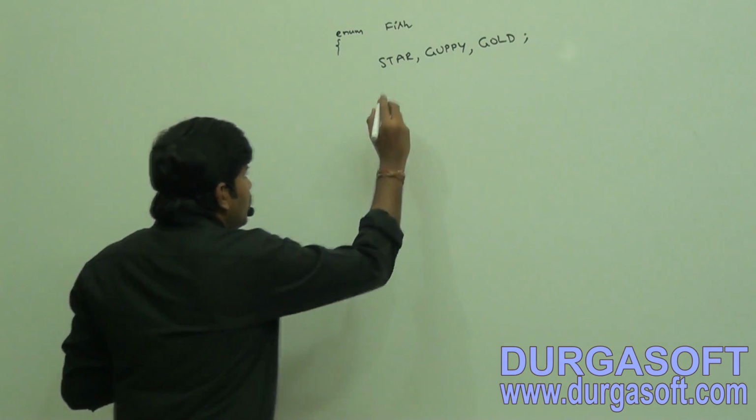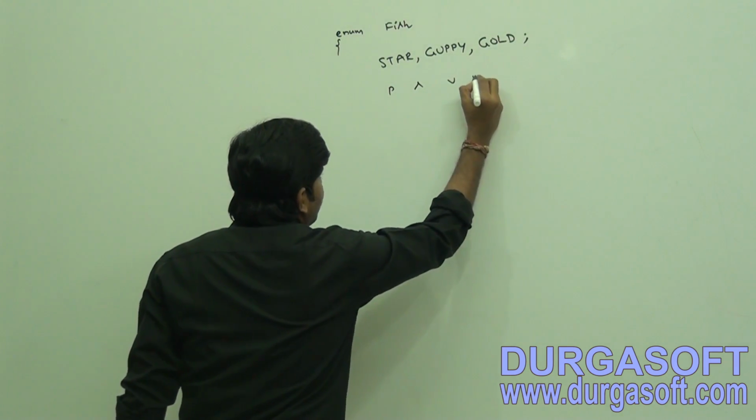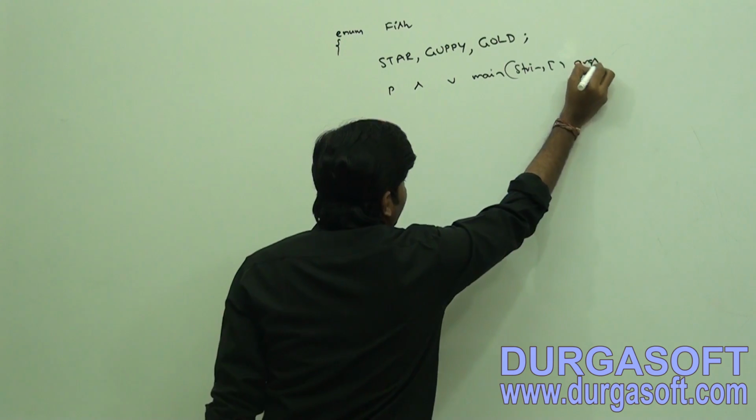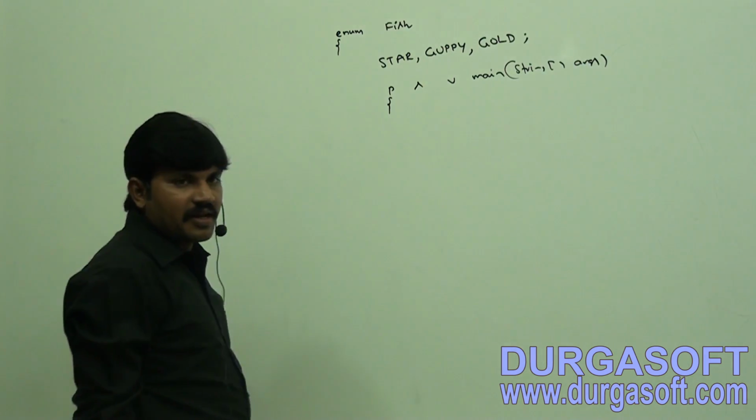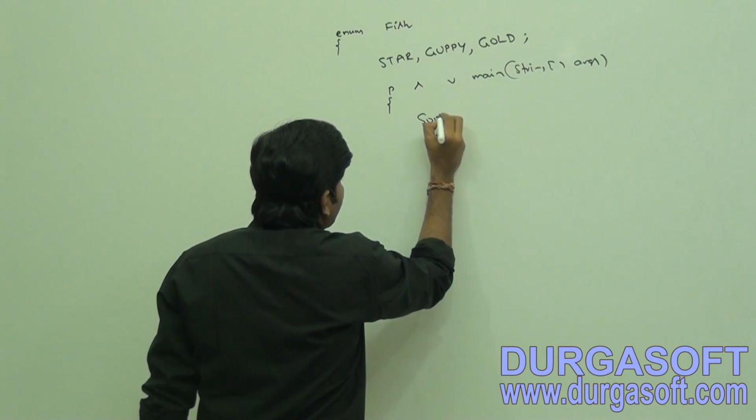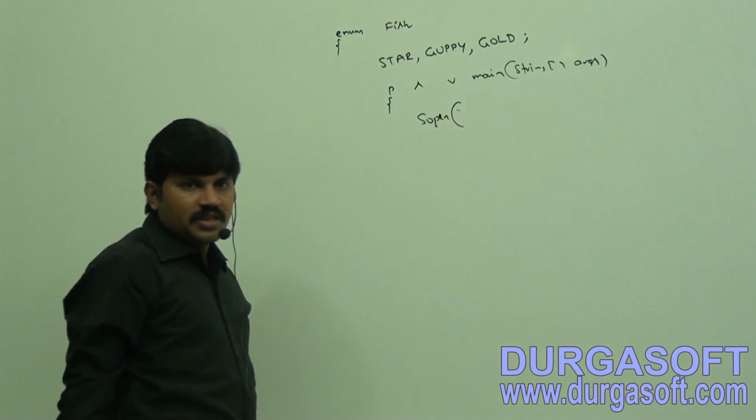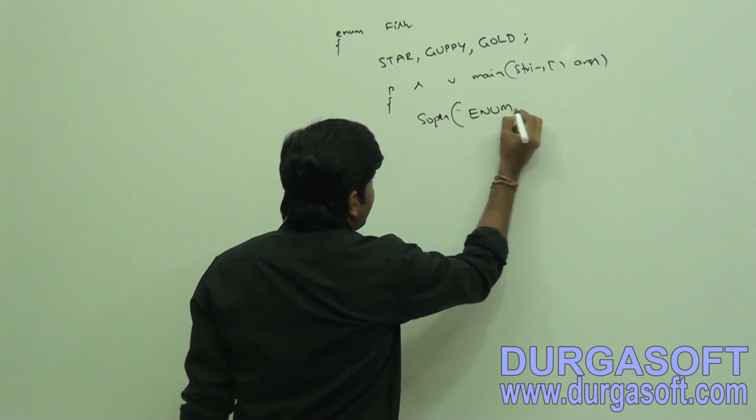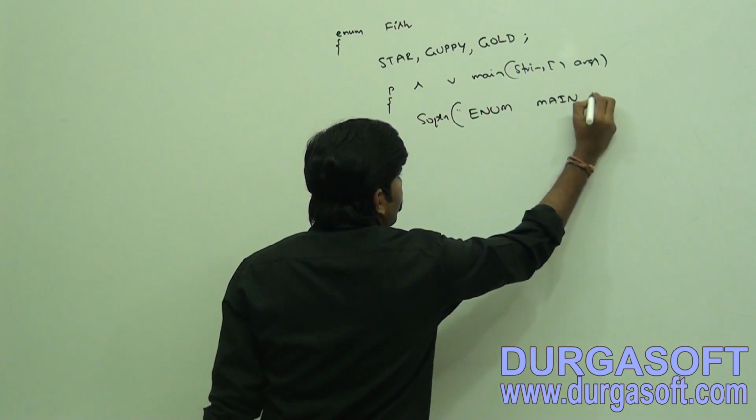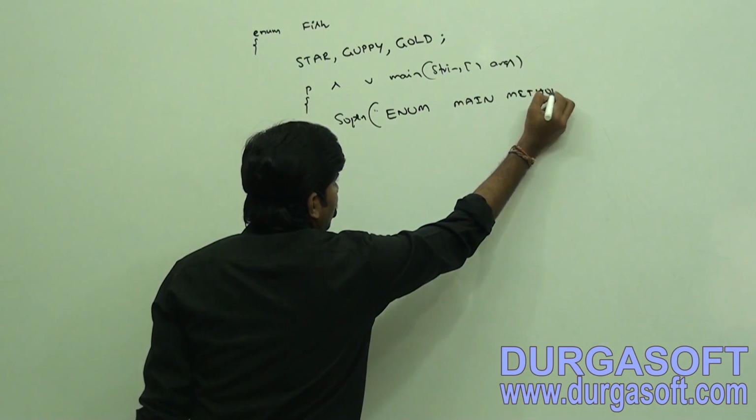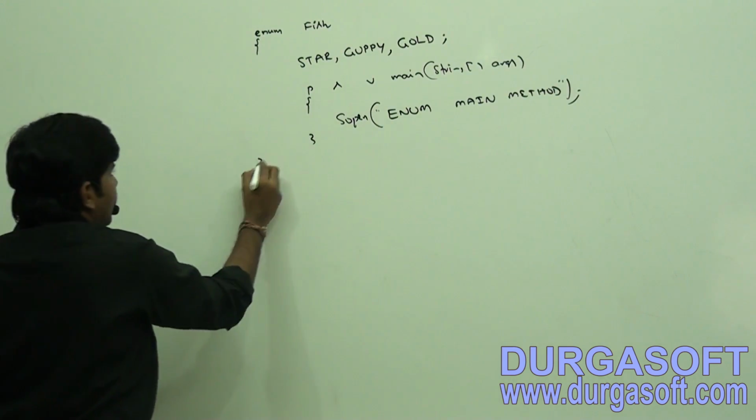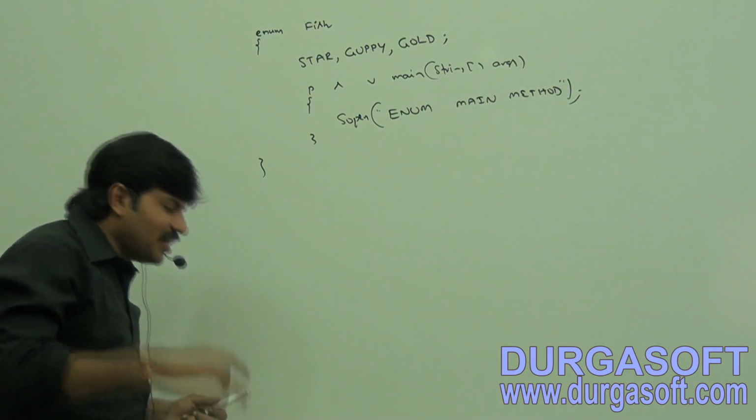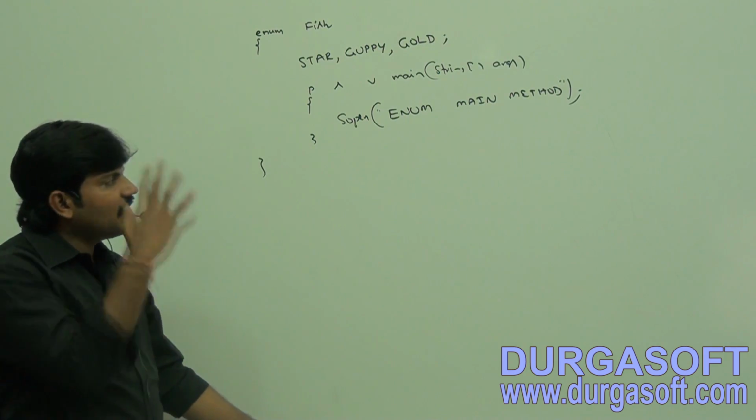Next, here public static void main method, string array args, public static void main string array args, System.out.println, SOP of System.out.println, here "enum main method". Have you observed? Sir, I am taking the main method inside a Java class or inside an enum? Inside the enum. Now let me compile.